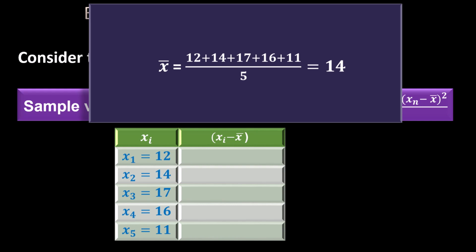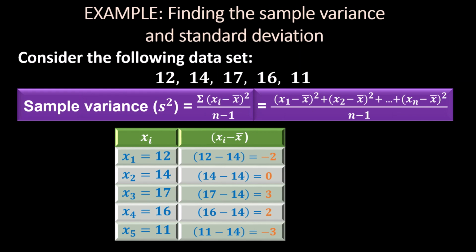Then for the first one, x1 minus x bar. How do we find x1 minus x bar? 12 minus 14. Similarly, you can find the rest. So, you have a deviation from the mean for each observation.